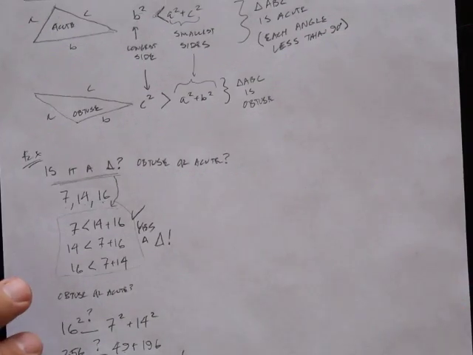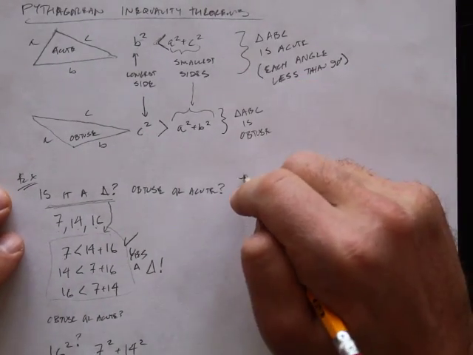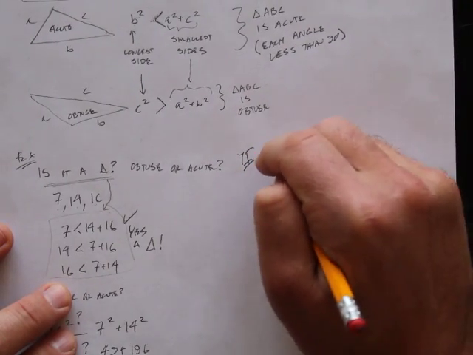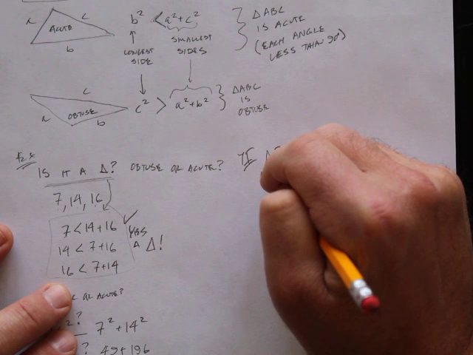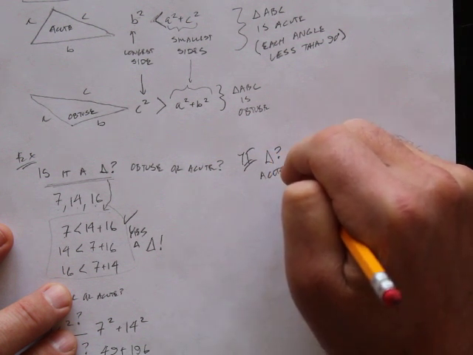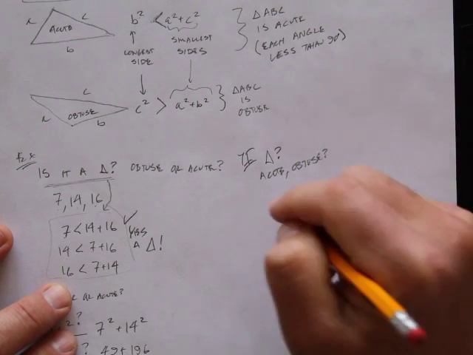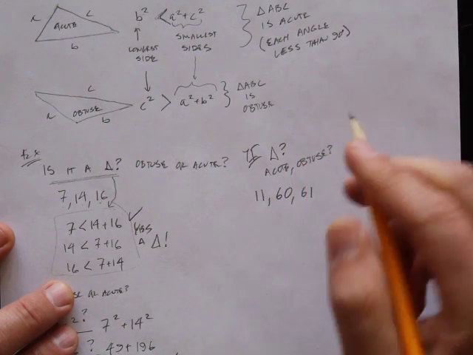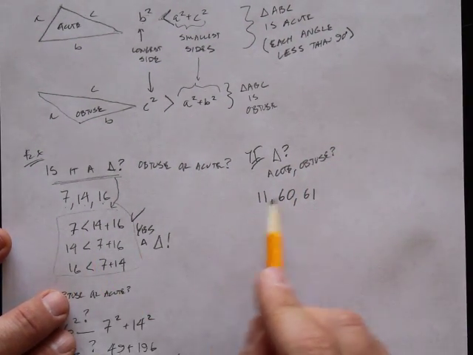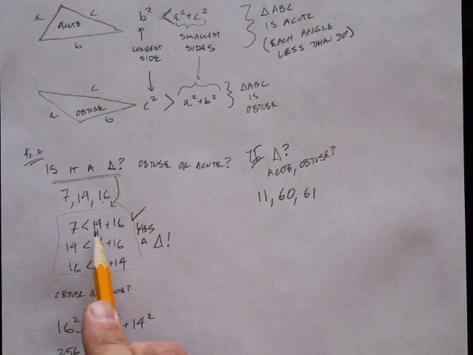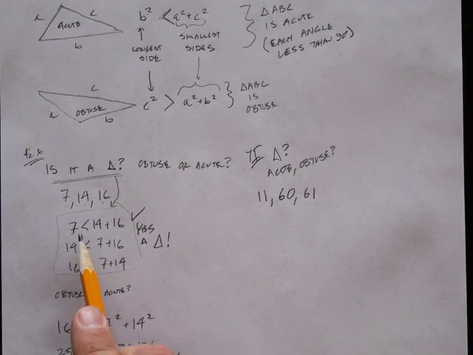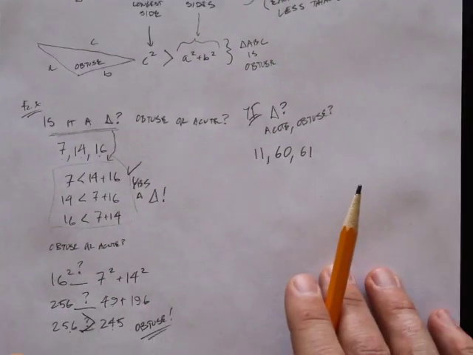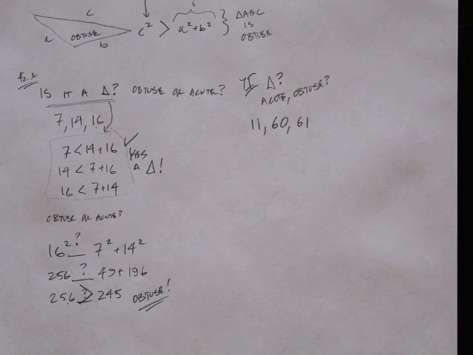Okay, here's a Your Try, and then we're going to be all done for this lesson. Okay, first, is it a triangle? Triangle? Yes. Acute or obtuse? Here are our numbers, 11, 60, and 61. Okay, first set up each side less than the other two added together, see if that's true, and if that's true, then find out if it's acute or obtuse. Okay, go.